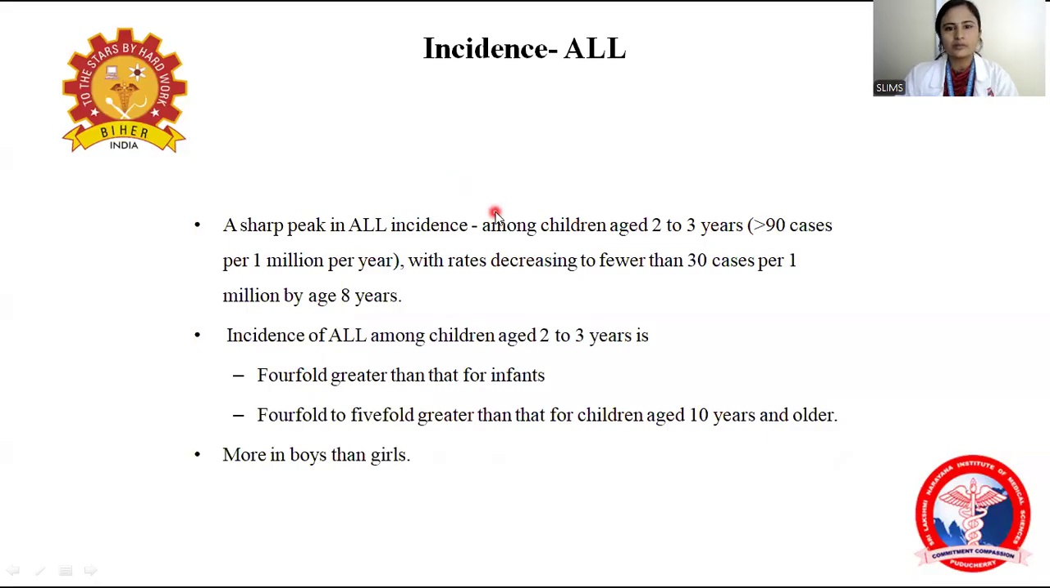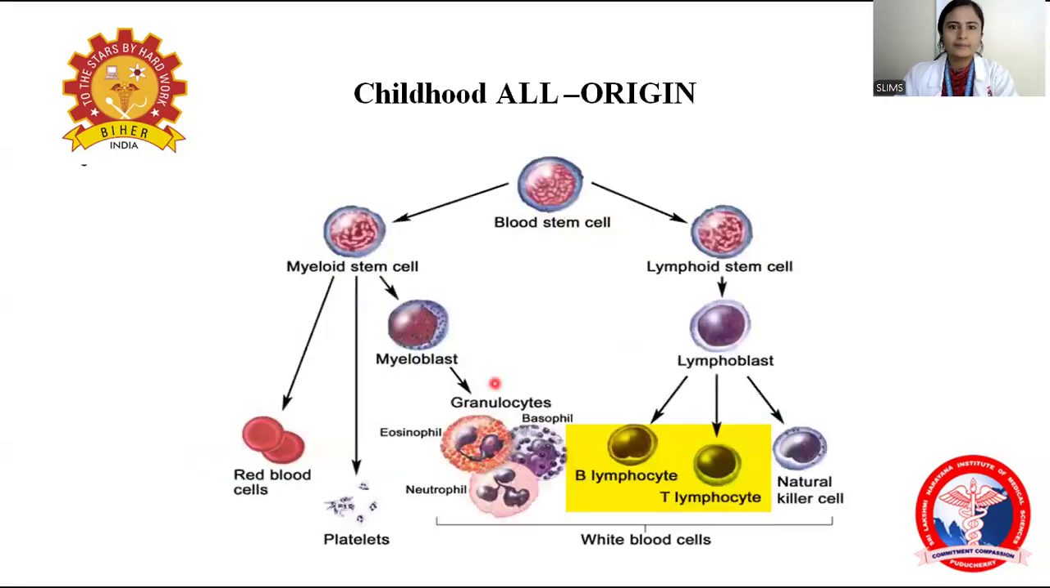So when is it more common? Acute lymphoblastic leukemia is mostly common in children. Ages 1 to 8 years are the most common, but there is a sharp peak among children aged 2 to 3 years, with the rate decreasing after 8 years. The incidence of ALL among children aged 2 to 3 years is fourfold greater than that of infants and fourfold to fivefold greater than for children aged 10 years and older. And it is more common in boys than in girls.